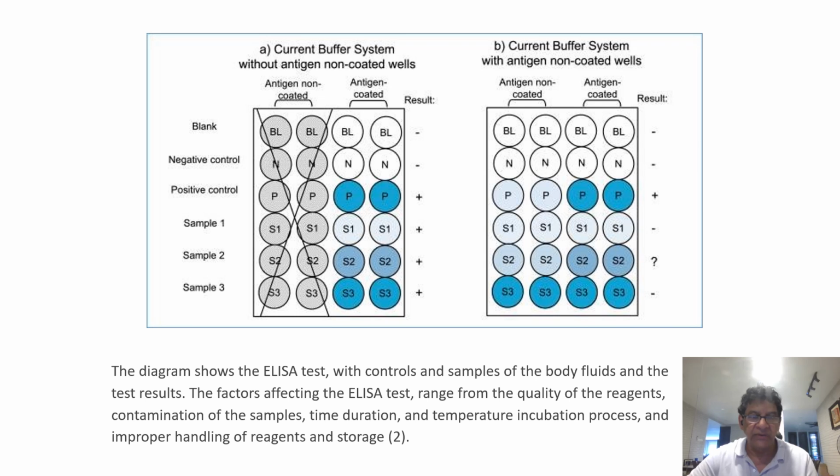So if you look at the left side, you have a coating buffer system without antigen, non-coated wells. On the left side you can see there's blank, negative control, positive control, sample 1, sample 2, sample 3. And if you have antigen non-coated and antigen coated, the results are clearly shown on the right side. If you look at the coating buffer system with antigen and non-coated, we can accurately see the specific results coming out on the right side.